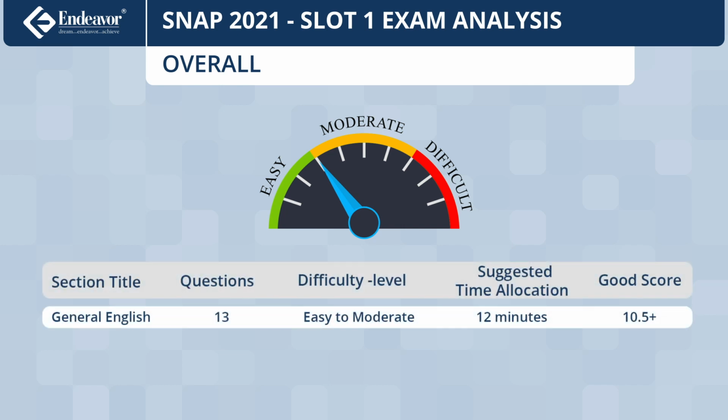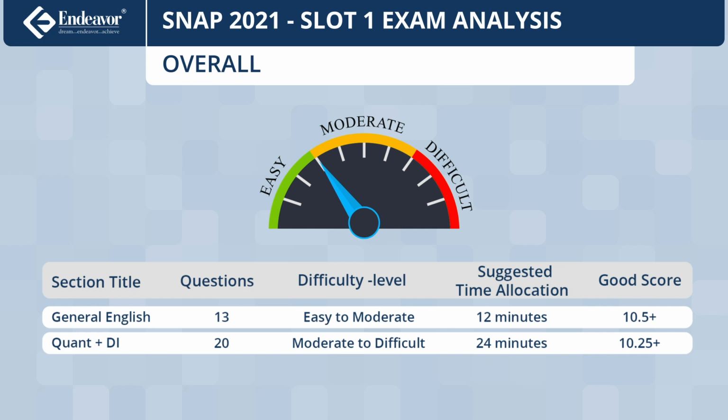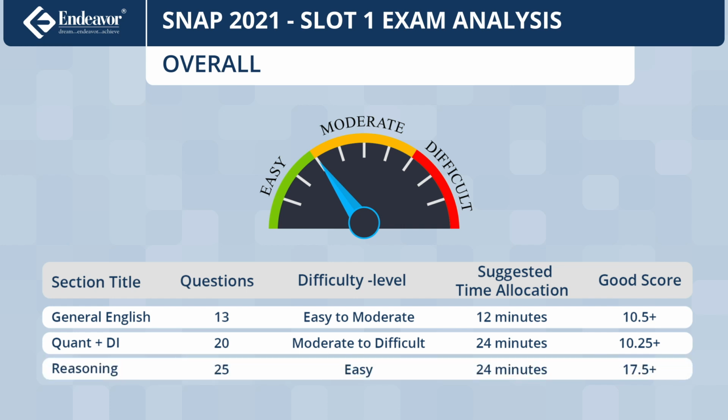General English 13 questions, easy to moderate, suggested time 12 minutes, good score 10.5 plus. Quant and DI questions 20, moderate to difficult, suggested time 24 minutes, good score 10.25 plus. Reasoning 25 questions, easy, should be allocated 24 minutes, good score 17.5 plus.